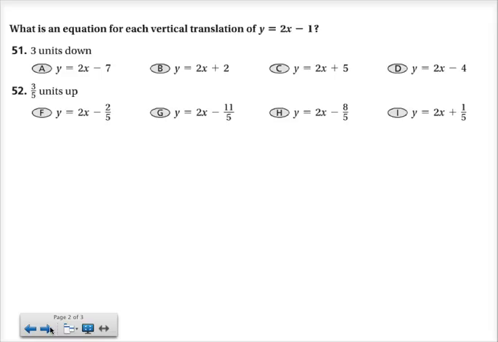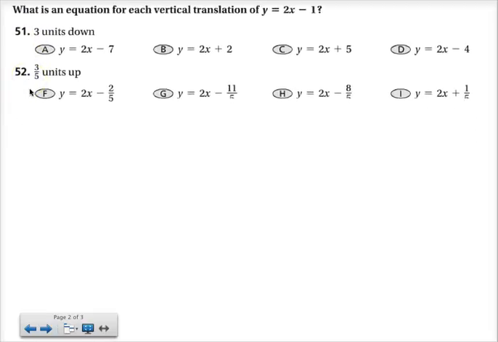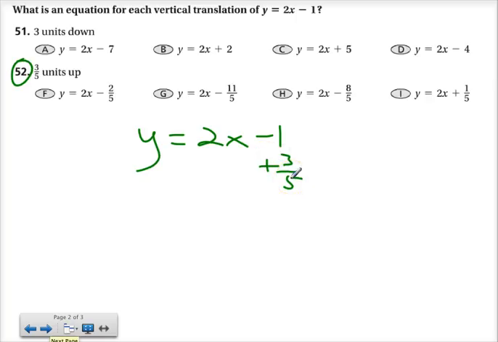Now, on this slide here, I thought maybe 52, I don't know. Like I said, maybe not any at all. Maybe you were looking at this and saying, all of this is good. But here's what we had, y equals 2x minus 1. And 52 says we're going to move that 3/5 units up. And what we found out was that when you do that, what you're really doing is you're just adding 3/5 to that constant that's in the back.